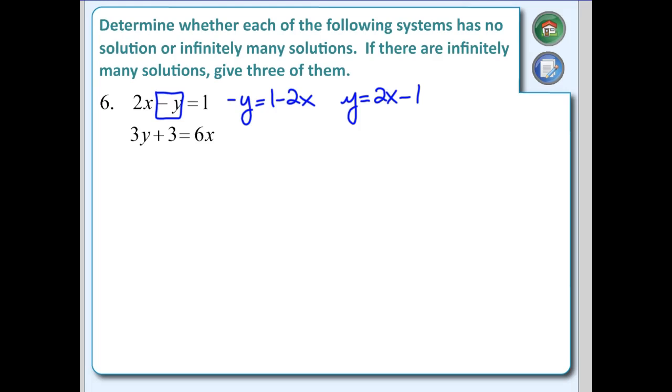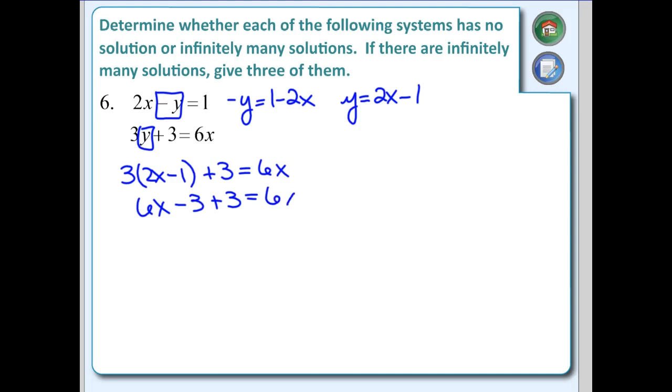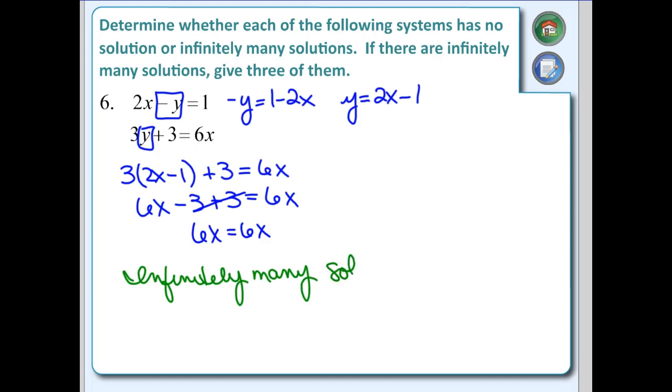Now, we're going to go ahead and substitute that in for this y. So we've got 3 times y, which we just figured out is 2x minus 1, plus 3 equals 6x. 6x minus 3 plus 3 equals 6x. And you may realize here, oh my goodness, the 3's cancel, so we have 6x equals 6x. What happens when we have the exact same thing equals the exact same thing? Well, this is just like having lines that coincide. Yesterday, we have infinitely many solutions.